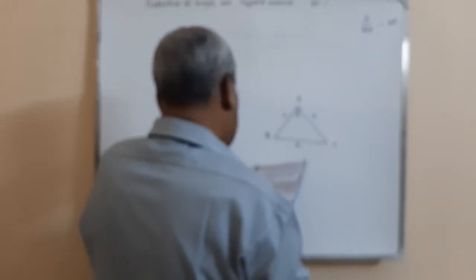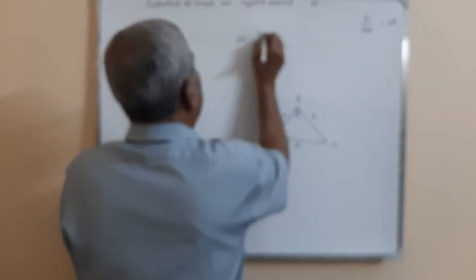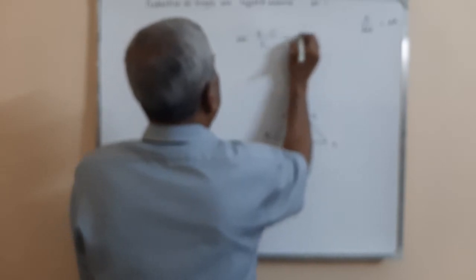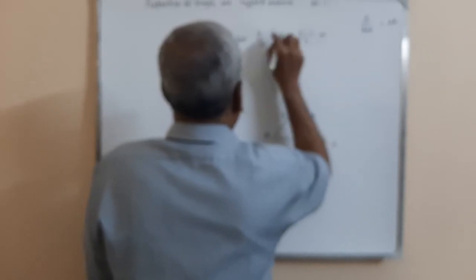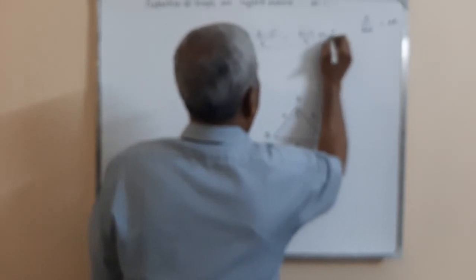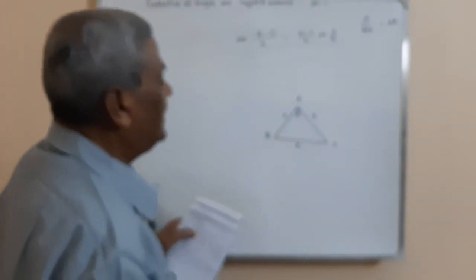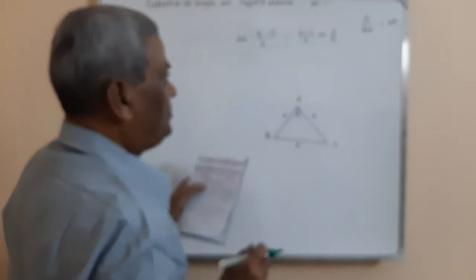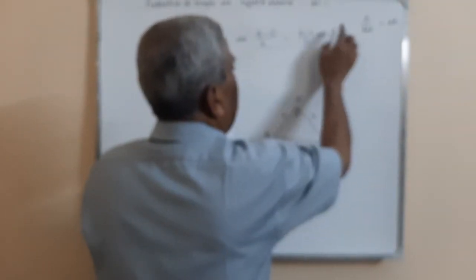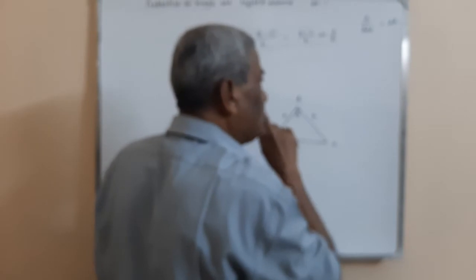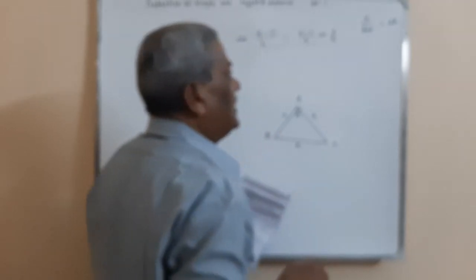The next one is the tangent formula, the tangent rule. It is tan of (B minus C) divided by 2 is equal to (b minus c) by (b plus c) into cot of A by 2. Similarly, it has two other rules. Here also, all three angles capital A, capital B, capital C are involved, and small b and small c, these two sides are involved.